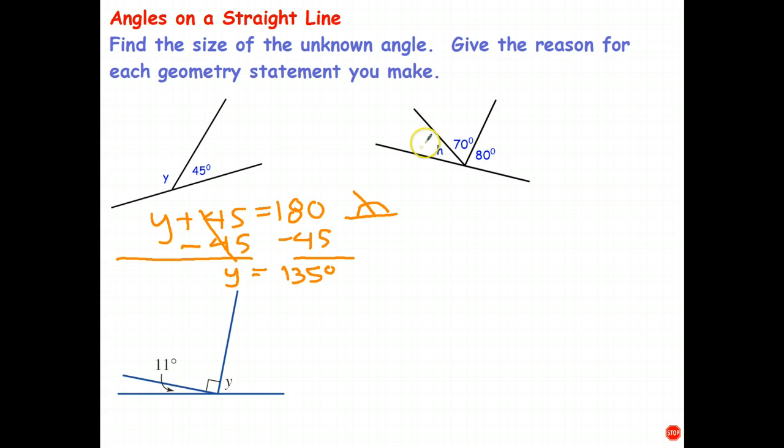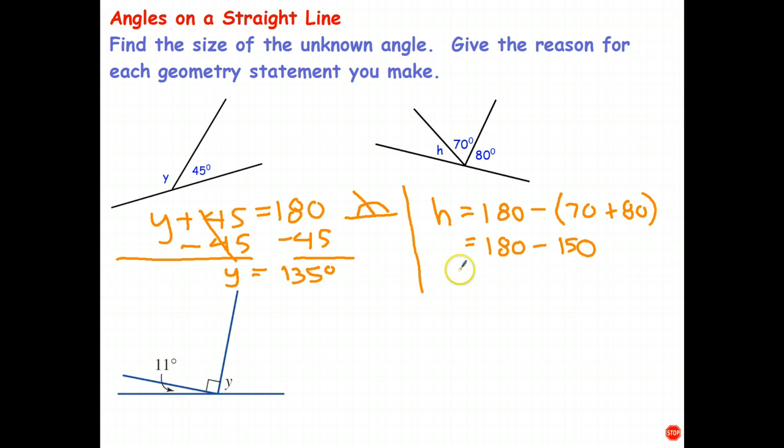Okay, doing this one over here, I'll do the second style of setting out. Once again, we know that these three angles together add to 180. So I know that h is 180 take away, in fact, I'll do this one slightly differently. Let's add 70 and 80 together. So h equals 180 minus 150, and h therefore is 30 degrees. And of course, it's important that I justify everything I write. The justification for that is angles on a straight line add to 180.